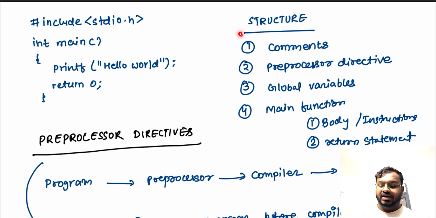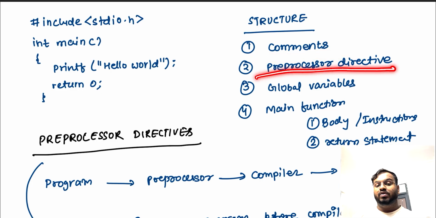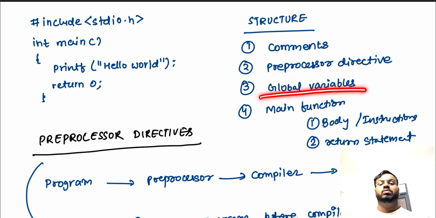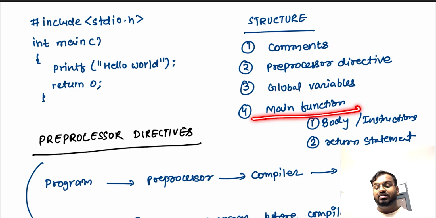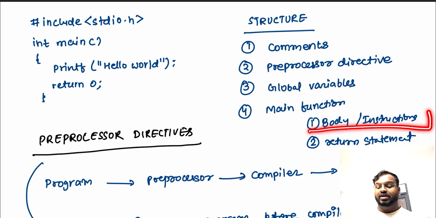Let's quickly summarize this structure. First there will be comments. Generally these are used for documentation purposes. Then preprocessor directives to include a header file, or to define some constants. Then there are global variables which can be accessed anywhere in the program. And then there is the main function which contains the actual instructions of your program.